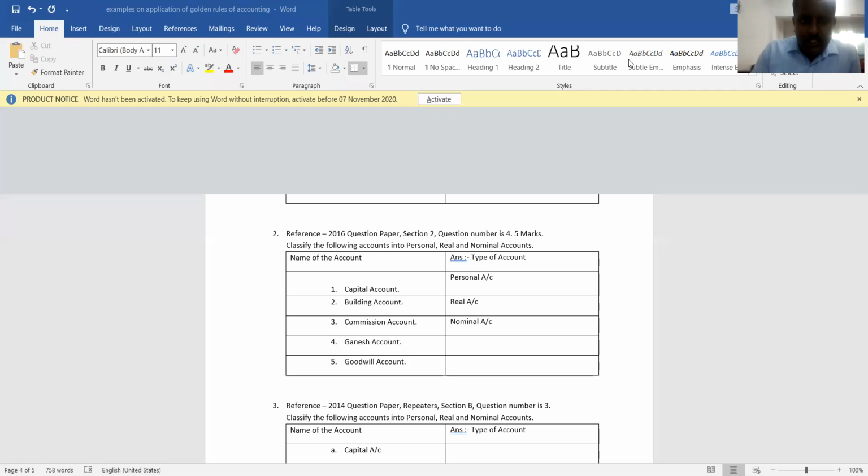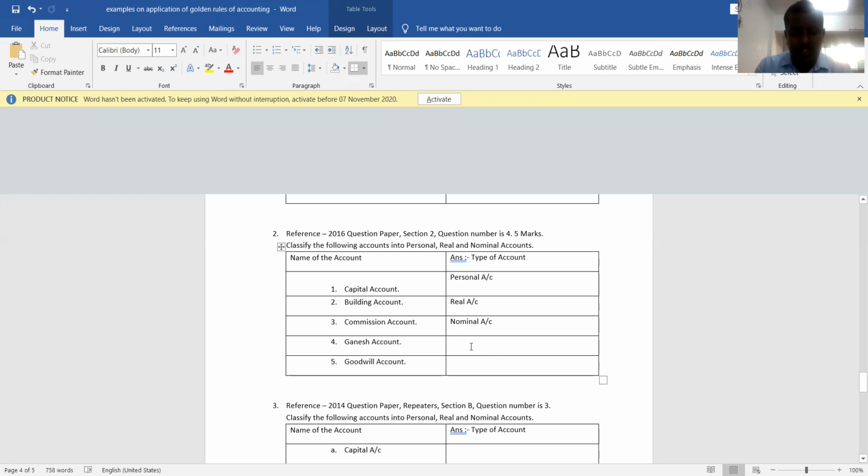Here the third one is commission account. As we all know, commission may be income to the business or expenditure to the business. If commission is received, it is income. If commission is paid, it is expenditure. Whether it is received or paid, it belongs to nominal account only. So commission account is a nominal account. Now, the fourth one is Ganesh account.